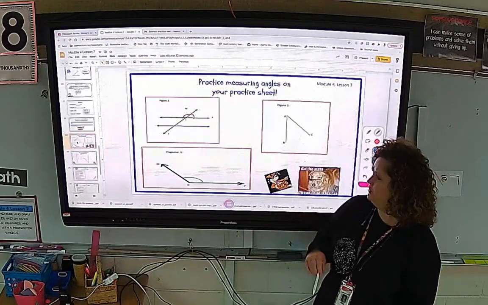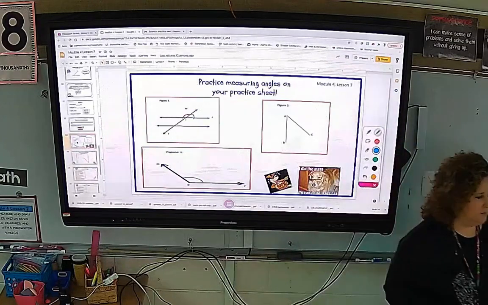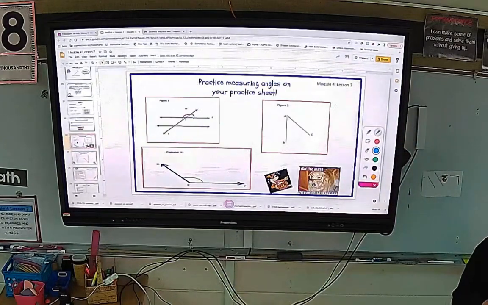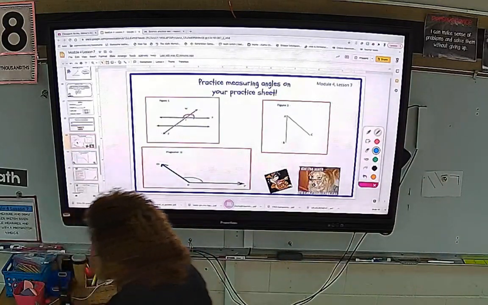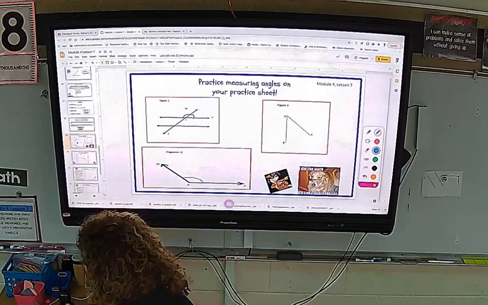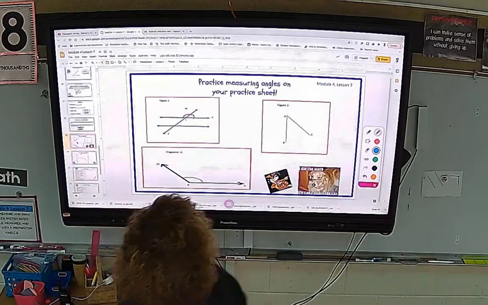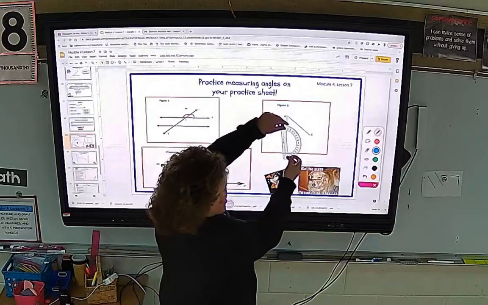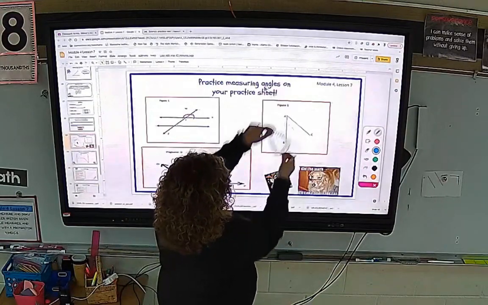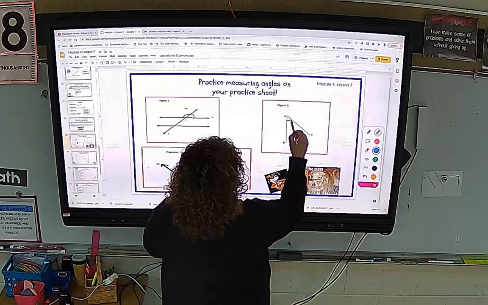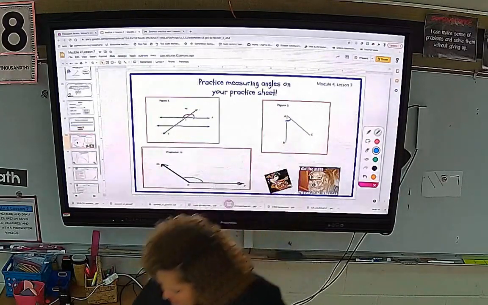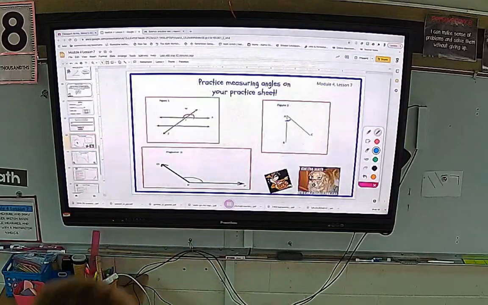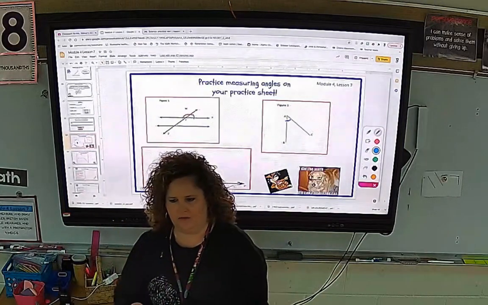What about figure 2? Now realize, guys, you just had to turn your book. It was sideways. So I'm going to take my protractor and turn it this way and measure it, because I'm measuring this angle right here. You've got to find that little arc. That tells you where the angle is. So what did you get for that angle?